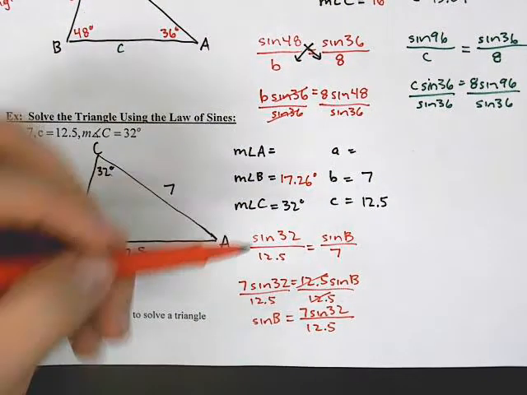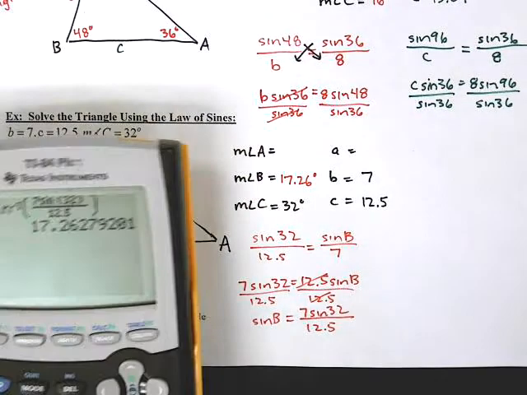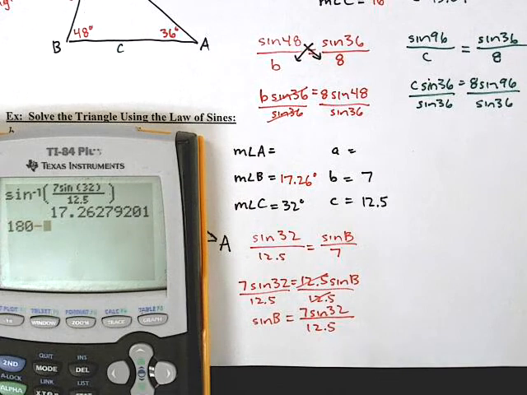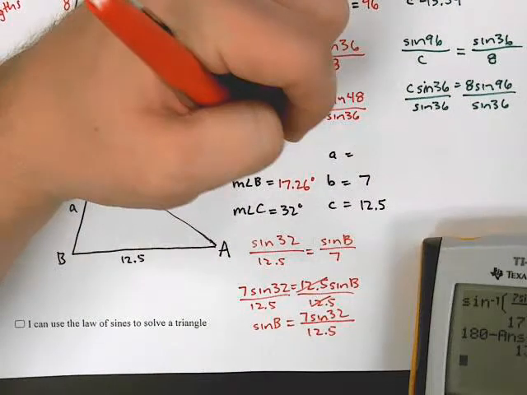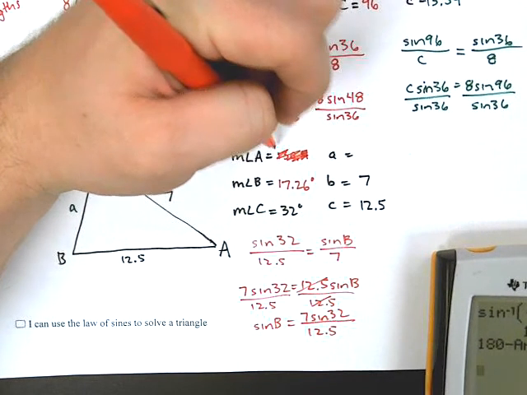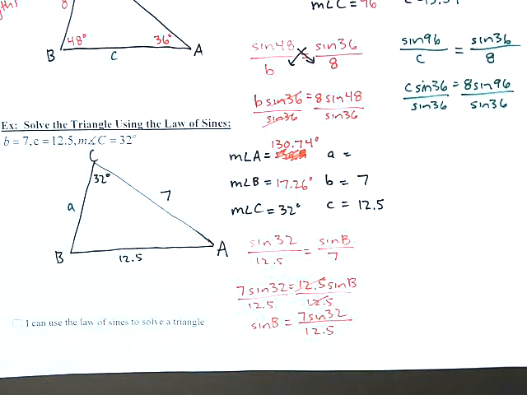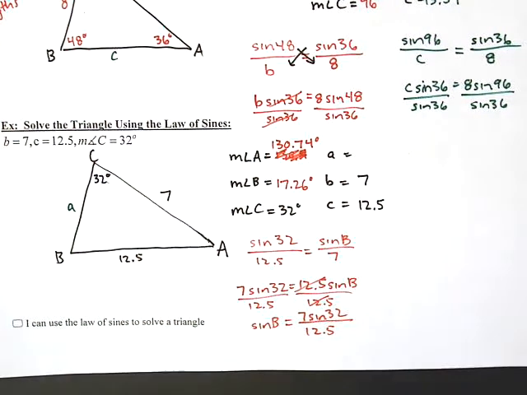Now, once we have two angles, I would hope that you would remember that we can always get the third angle by using 180 minus. So I'm going to do 180. I'm actually going to just subtract the answer, so I subtract as close to the correct answer as possible. And then also the minus 32. And I get 130.74 degrees. All right, this is good, because what do we notice now?